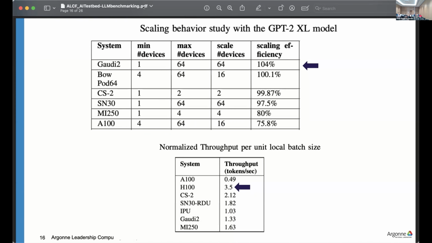Now, again, as I mentioned, in these implementations the local batches were tuned. So we observed what would be the normalized throughput when you are looking at throughput per unit local batch size. Again, if you see this table, H100 was getting the highest throughput when we normalize it with the local batch size.